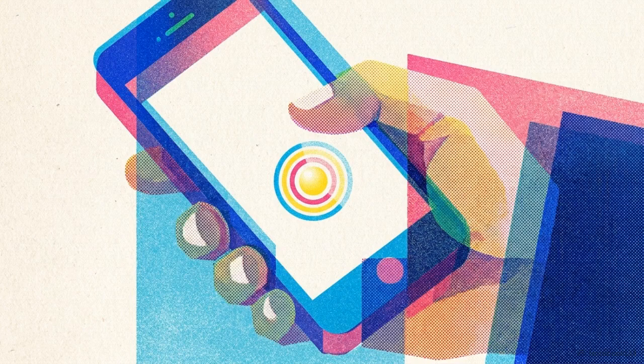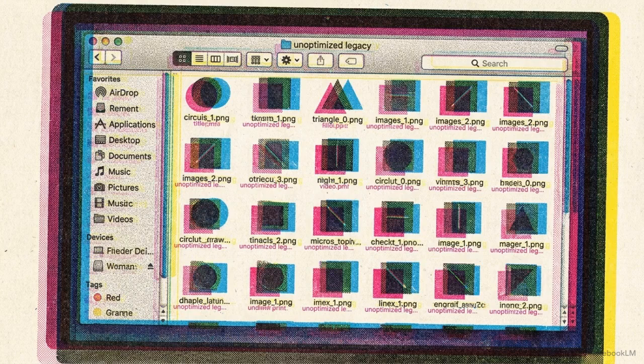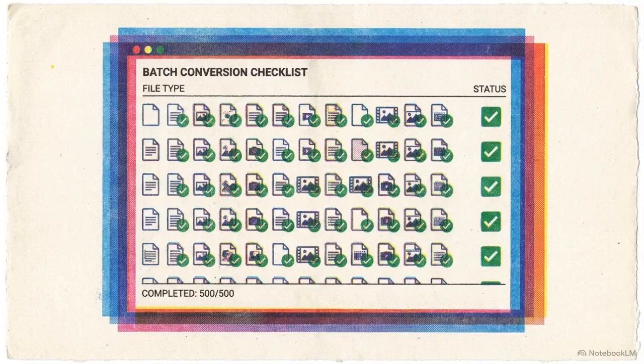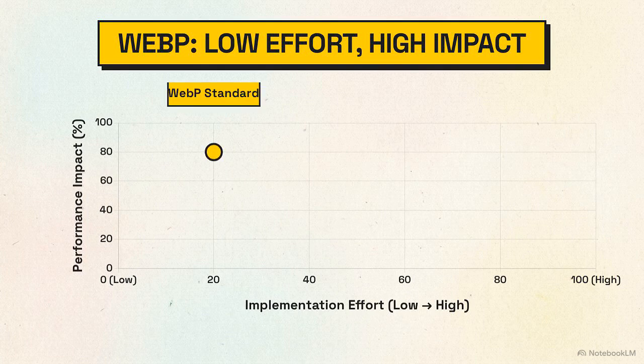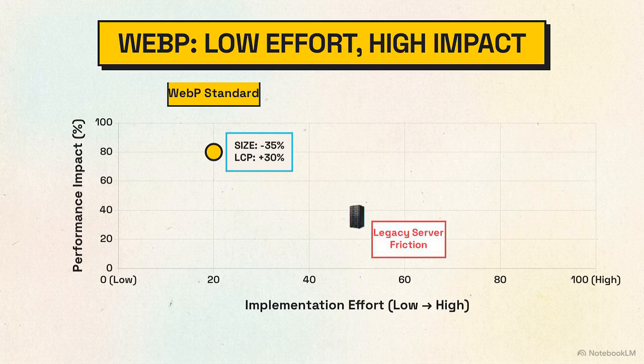If your job relies on web traffic, your biggest hurdles are satisfying Google's core web vitals and keeping impatient mobile users from leaving your site before the images even load. The solution is taking your massive libraries of legacy JPEGs and PNGs and running them through free client-side tools that batch convert them into the WebP format. Converting JPEG to WebP is a low-effort, high-impact optimization. It reduces file sizes by 25 to 35%, improving largest contentful paint by up to 30%.